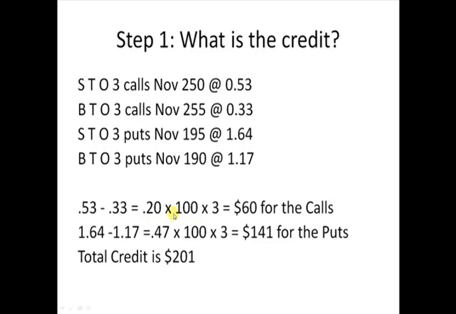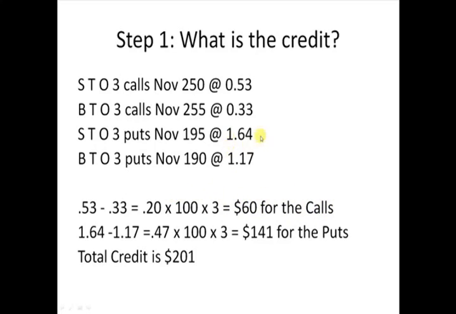Now we have to multiply this by 100 because we're getting 20 cents per share. And in every option, there are 100 shares. So it's 20 cents times 100 shares. And here we have times 3 because he's doing 3 condors. He's doing 3 spreads. So we multiply by 3, and we actually get $60 credit for the call side, only on the call side.